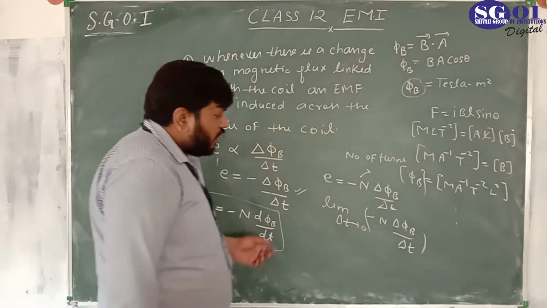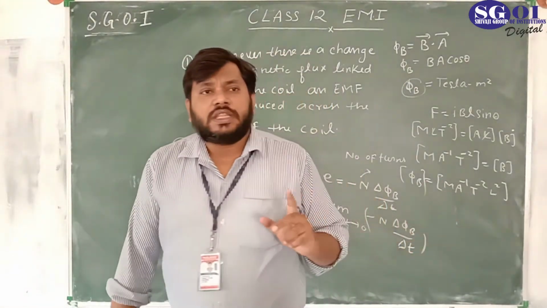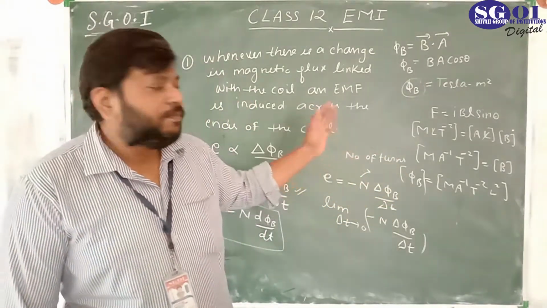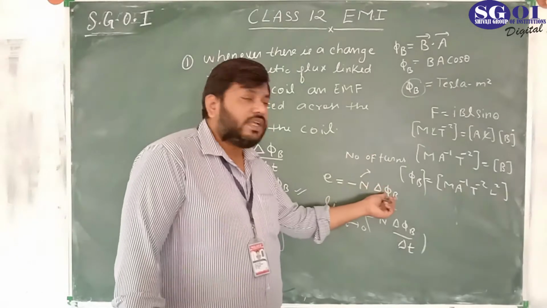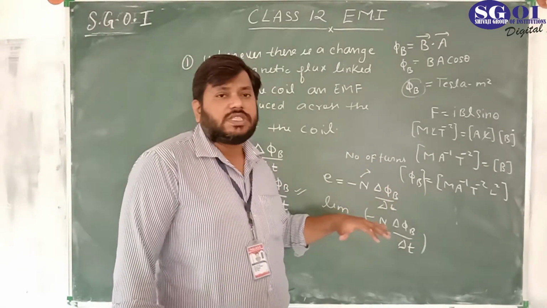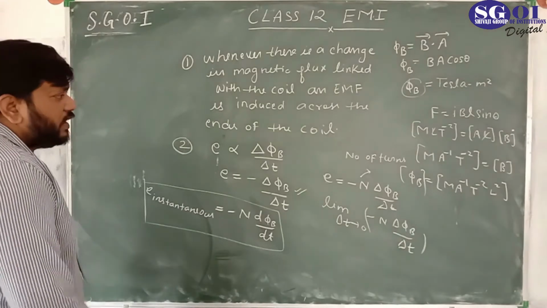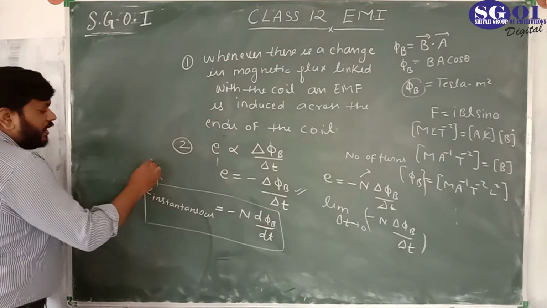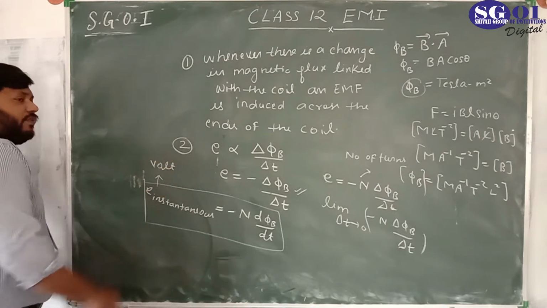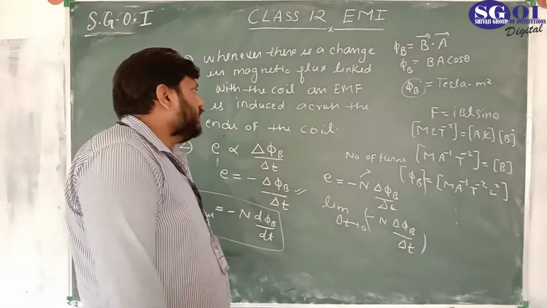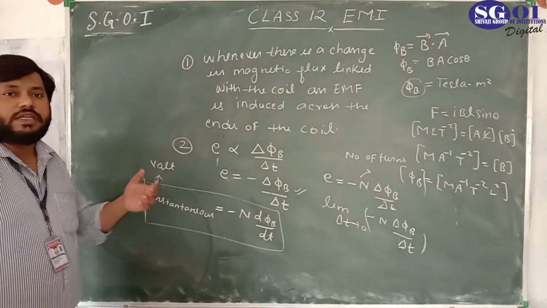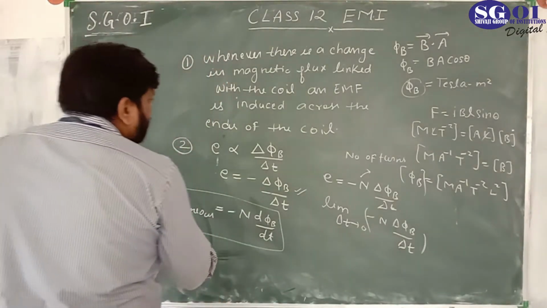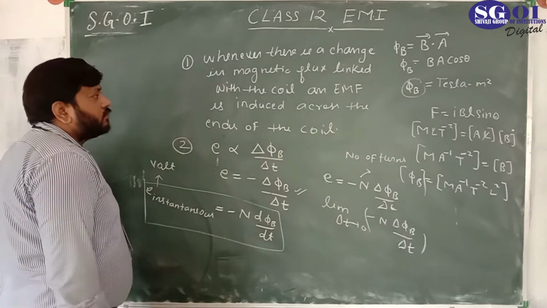And I have already told you one thing, that whenever we find the change delta, it should be final minus initial, that is, final magnetic flux minus initial magnetic flux. You have to do it in this way. The unit of this is obviously volt, because it is the EMF, and we already know the unit of EMF from the chapter on cells, where we discussed the simple circuit. This is the volt.